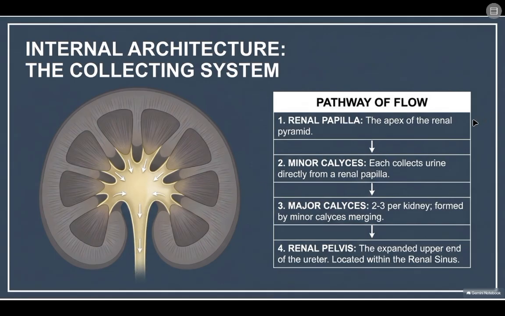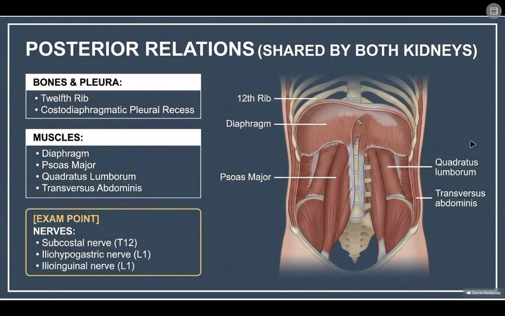So don't forget that from the pyramid, we have the base and we have the apex. The apex is also called the renal papilla. The renal papilla drains towards the minor calyx. From the minor calyx, we now drain to the major calyx. From the major calyx, we now drain into the renal pelvis. From the renal pelvis down to the ureter.